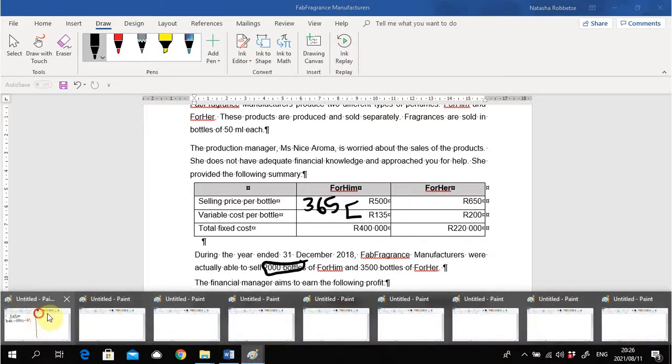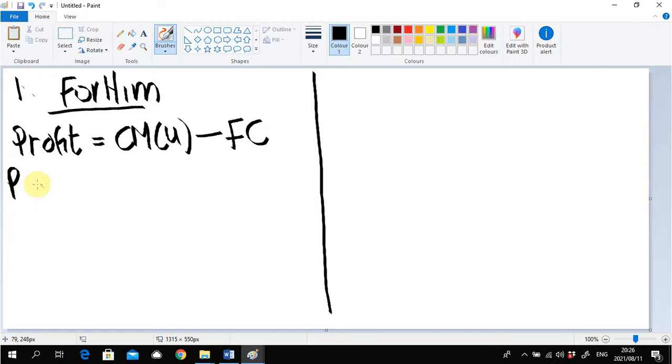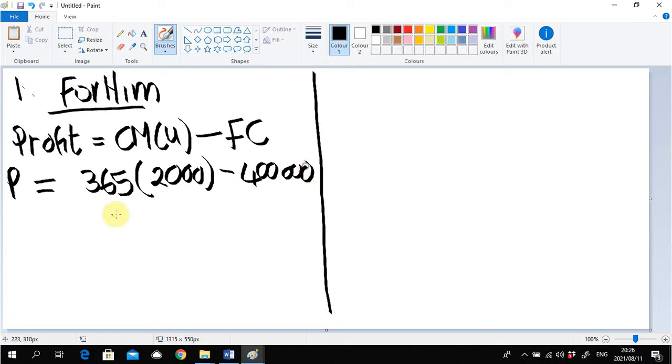So going back, profit, I'm just going to call it P, is equal to the contribution margin, 365, times the units for him. It was 2,000 bottles, minus the fixed cost. The fixed cost for him was 400,000. If I do that calculation, 365 times 2,000 minus 400,000, I get to an answer of 330,000.